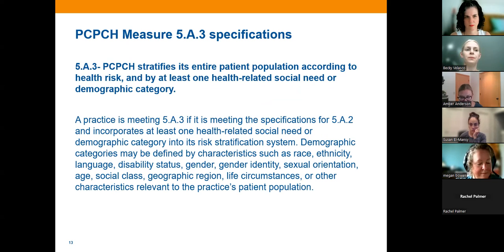Thanks, Becky. Now we're going to take a look at the new Measure 5A3. A practice is meeting Measure 5A3 if it is meeting all of the specifications for 5A2 that we just discussed and incorporates at least one health-related social need or demographic category into its risk stratification system.